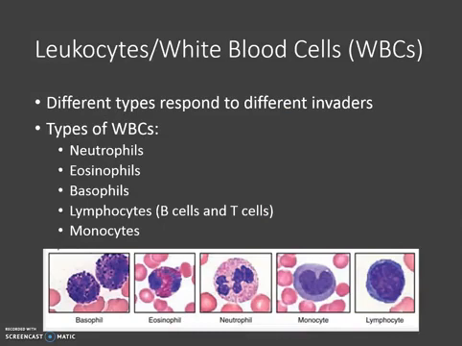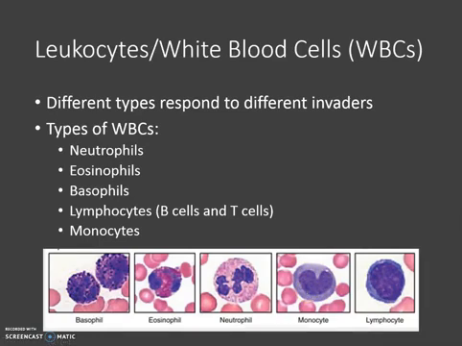There are 5 different types of white blood cells, and the main difference between the types is what they look like, but more importantly, what they respond to. The different types of white blood cells include neutrophils, and we can see that they look a little different under a microscope here. So these are our neutrophils, eosinophils, basophils, lymphocytes, and monocytes.